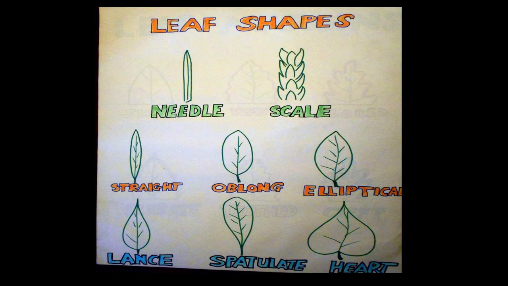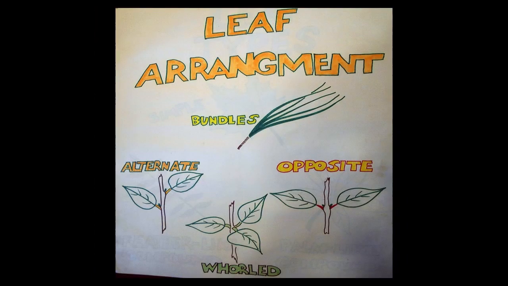This is what you've got to be able to recognize and understand as you'll be going through a tree or a leaf key. Leaf arrangement. So how are the leaves arranged? They can be in bundles. That top one, that is a pine. The bundle at the bottom, how it's all together, is called a fascicle.